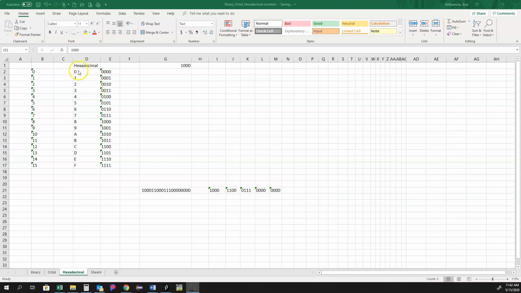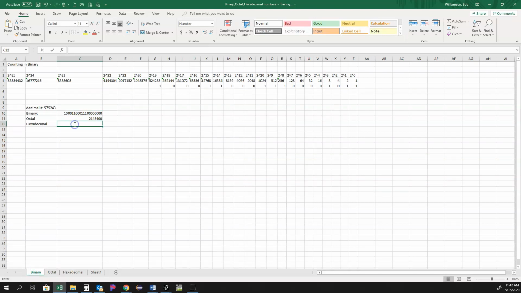So 0000 in hexadecimal is 0. So both of these are going to be 0. 0111 is a 7. 1100 is a C. And 1000 is going to be an 8. So the conversion is going to be 8C700 in hexadecimal. Okay, so that's a real quick run through.